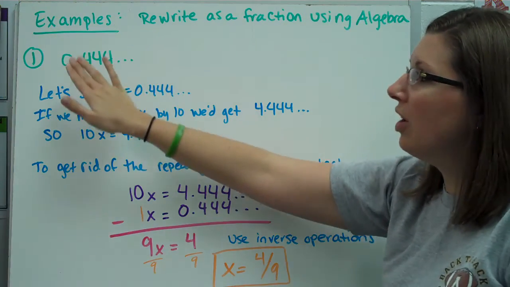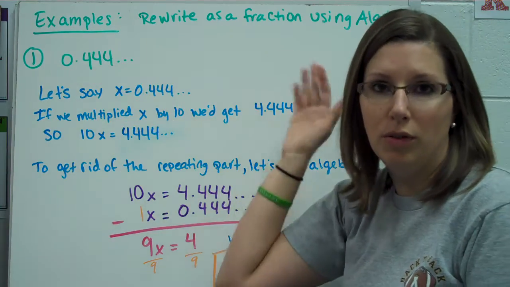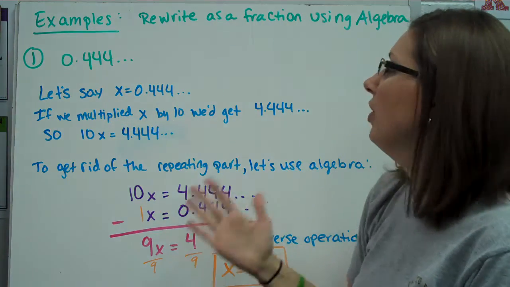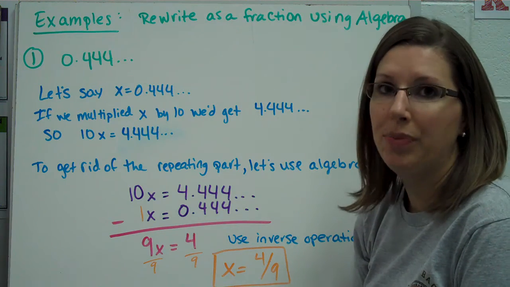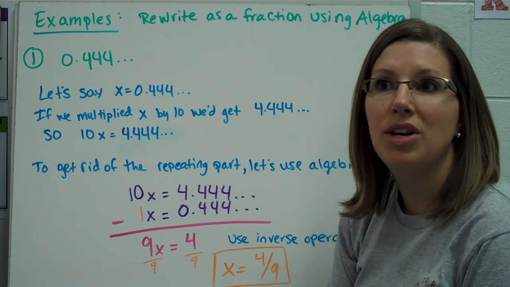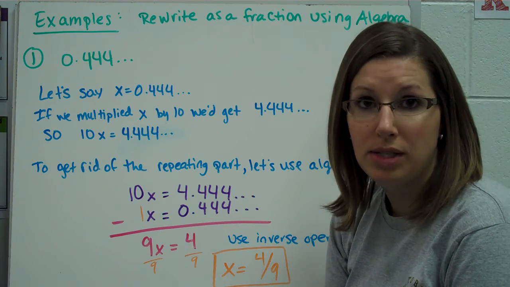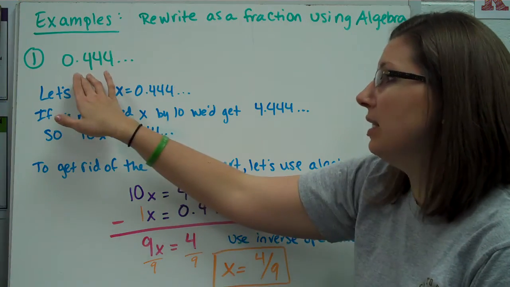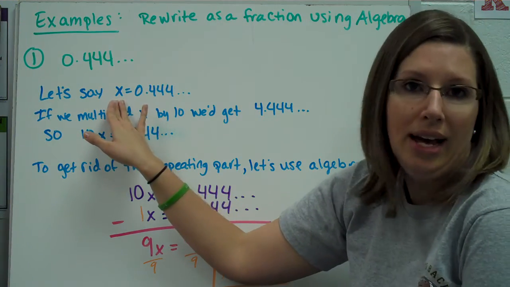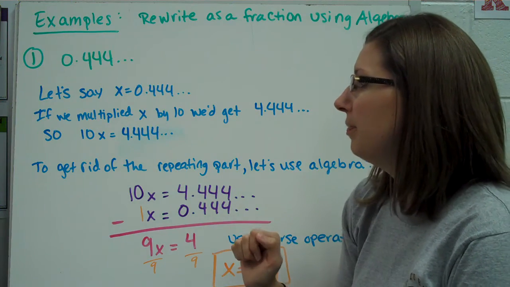So here's our first example. We have 0.44444..., the 4 repeats over and over again. Rewrite as a fraction using algebra. So when we use algebra, we use equations and variables, so all of that is going to be what we use today. So let's say that this decimal is equal to x. So let's set x equal to this repeating decimal.